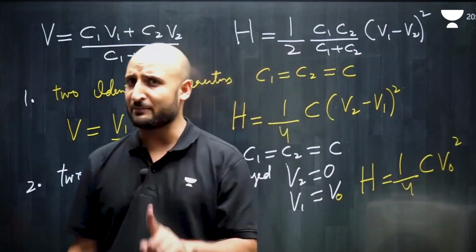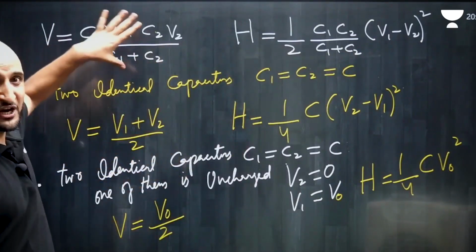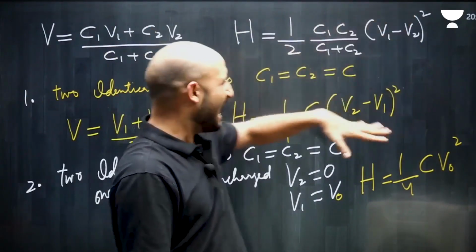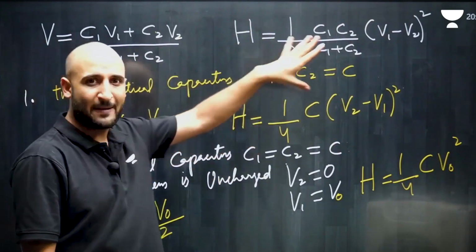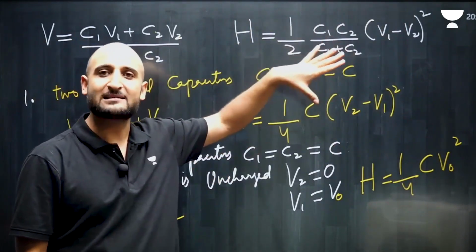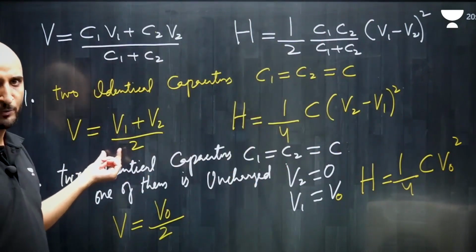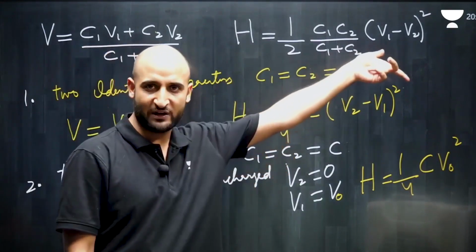But here again, I want you to have a look at these cases, because these cases are going to be very, very important. This is the equation for the common potential. This is the equation for the heat dissipated. I am now talking about the scenario where you have two identical capacitors, meaning the capacitance of both the capacitors is the same. Common potential is simply the mean of the two potentials. Heat dissipated is 1 by 4 C (V2 minus V1) square.